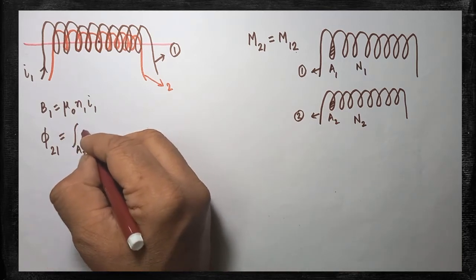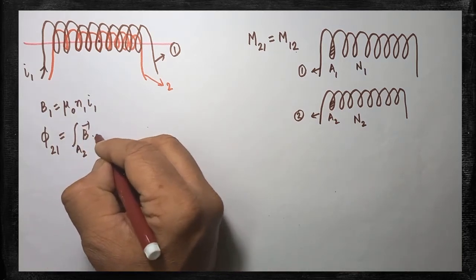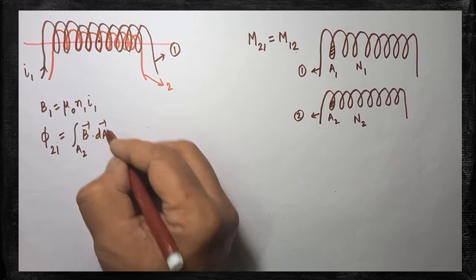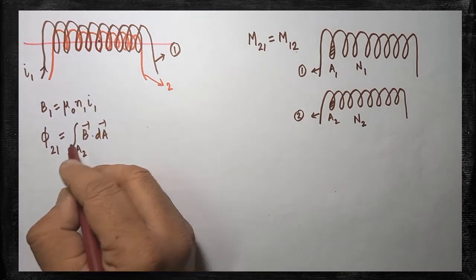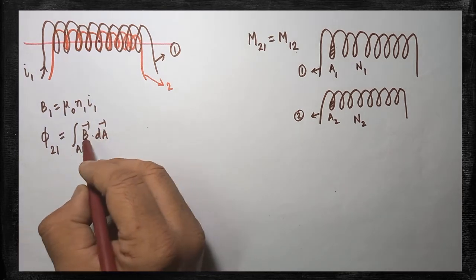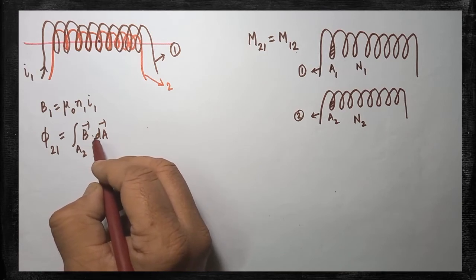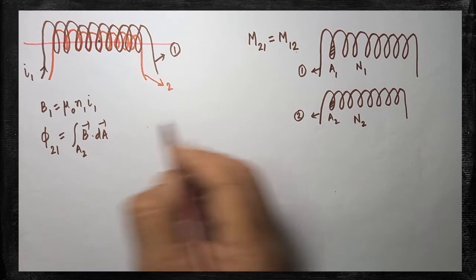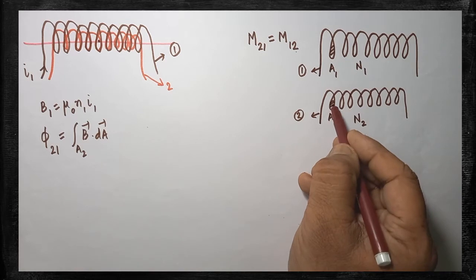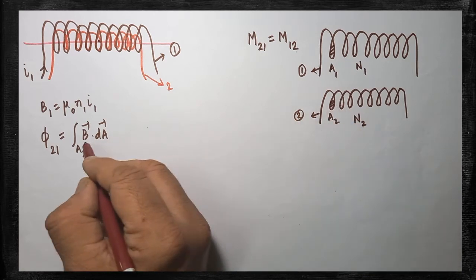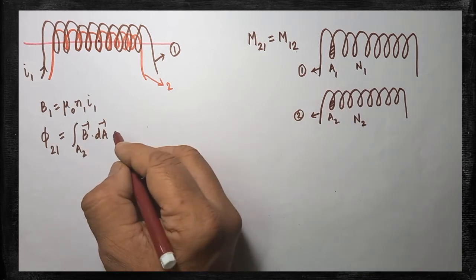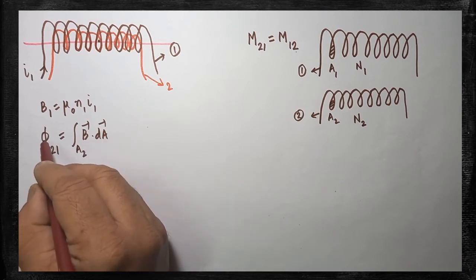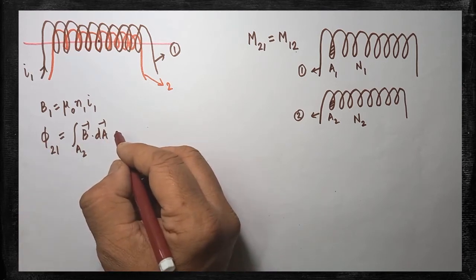Therefore, the formula is B vector dot dA vector to be written. Are you clear? So this is the formula. Here in B vector dot dA vector, dA is nothing but a small elementary area to be taken in each turn of the coil. Therefore, B vector dot dA vector is taken. This is the formula for calculating the magnetic flux.